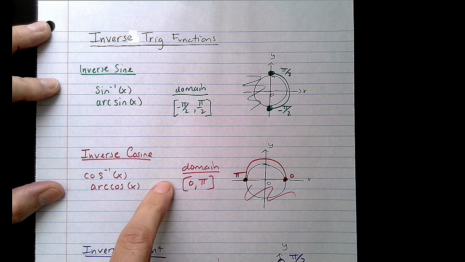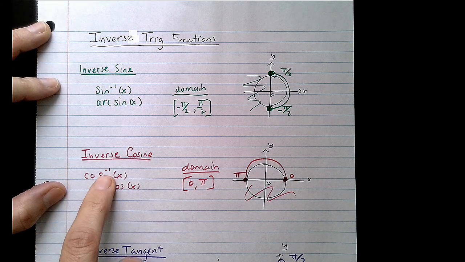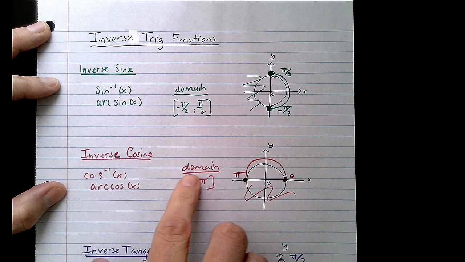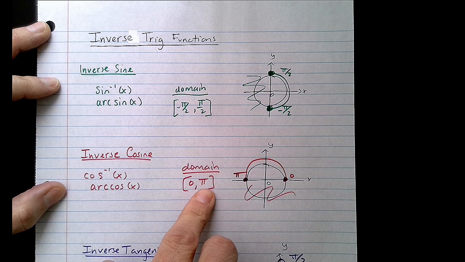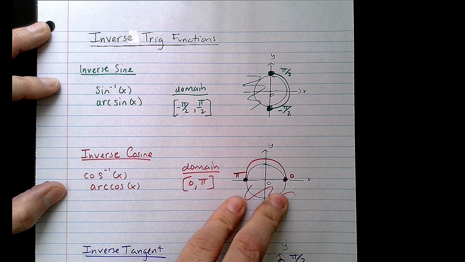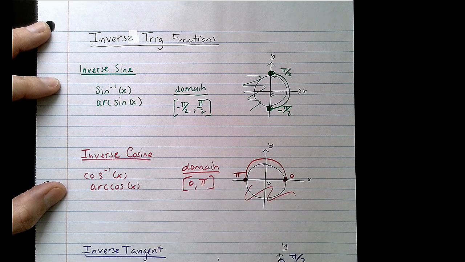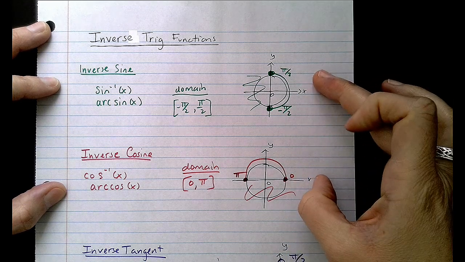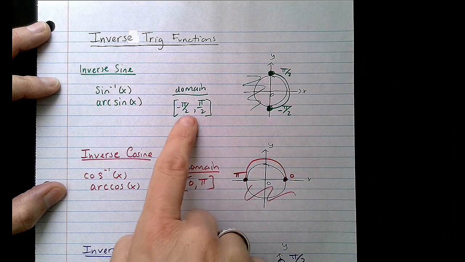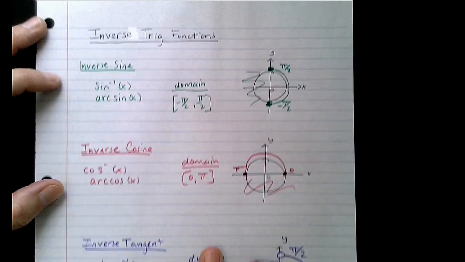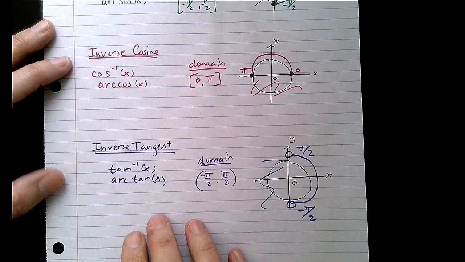Now let's look at the inverse of cosine. Again, you can have the little -1 notation, or it can be called arc cosine. Its domain is from 0 to pi. So that's quadrants 1 and 2. Nothing from quadrants 3 or 4 can be used in the inverse of the cosine function. It's a domain restriction, so it's no longer a function otherwise. Notice in inverse sine and cosine, you can actually use the ends of your intervals. They are included.